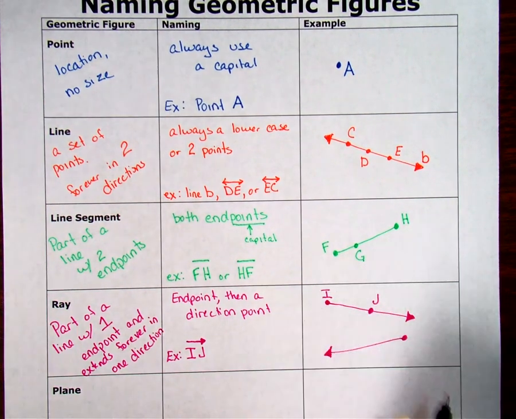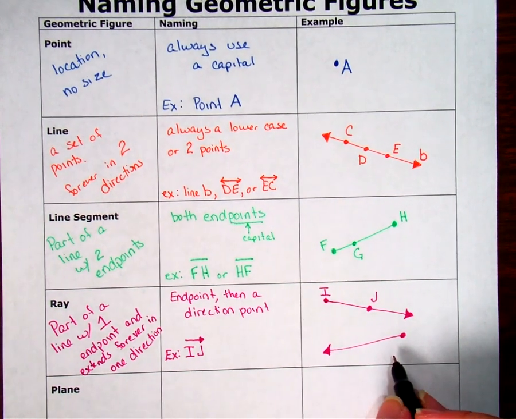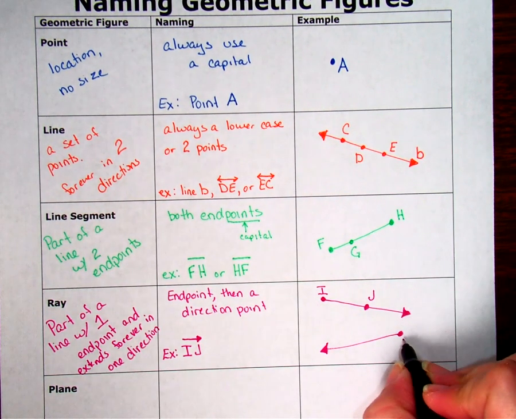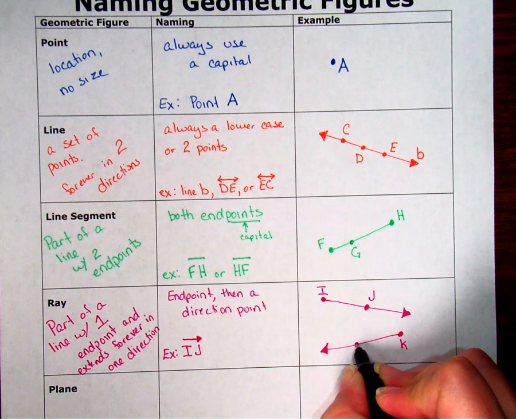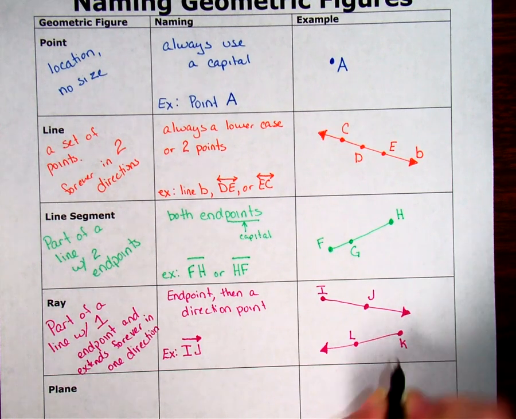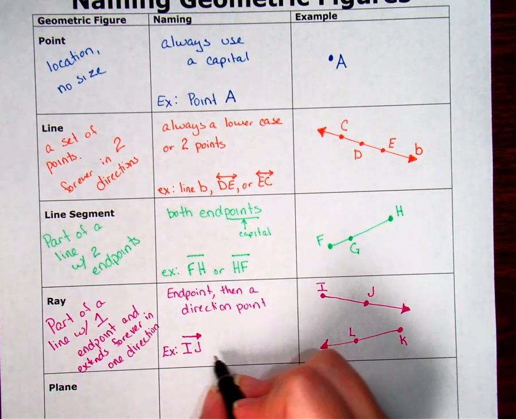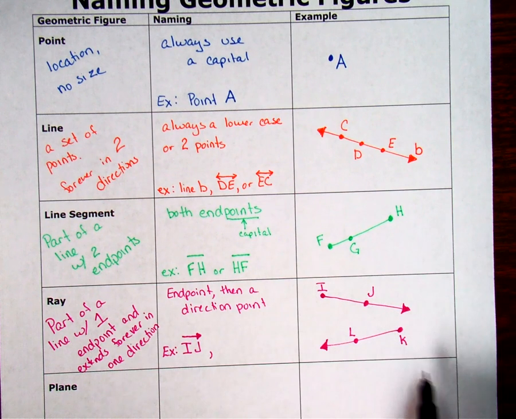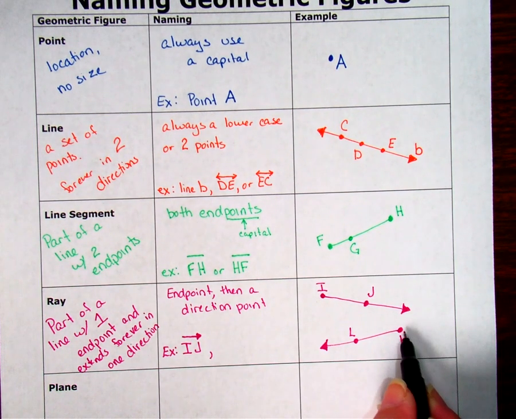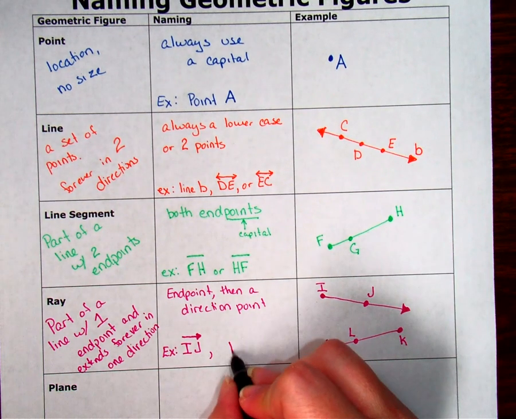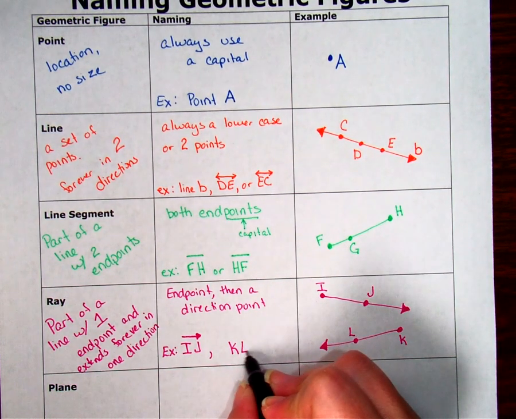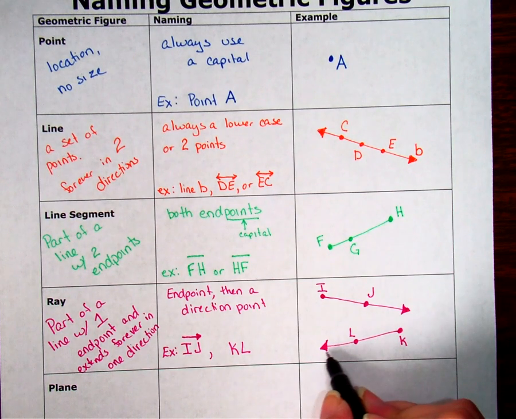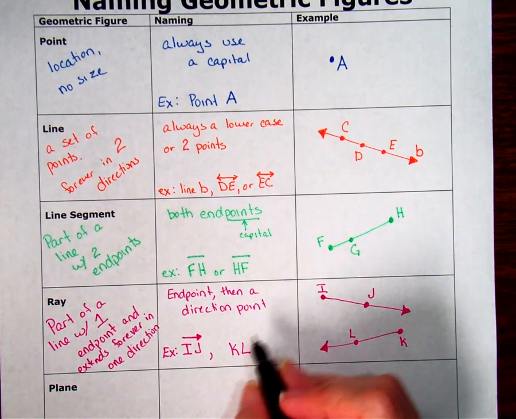Okay, if I look at this second one, let's say that this has a K for this point, and then we'll need to pick another point somewhere on here. Let's say that's point L. So then to name this one, I have to start with the K because that's the endpoint. That's where this ray starts. And then it goes off in the direction of L. So that's the second letter, the direction it goes off in.